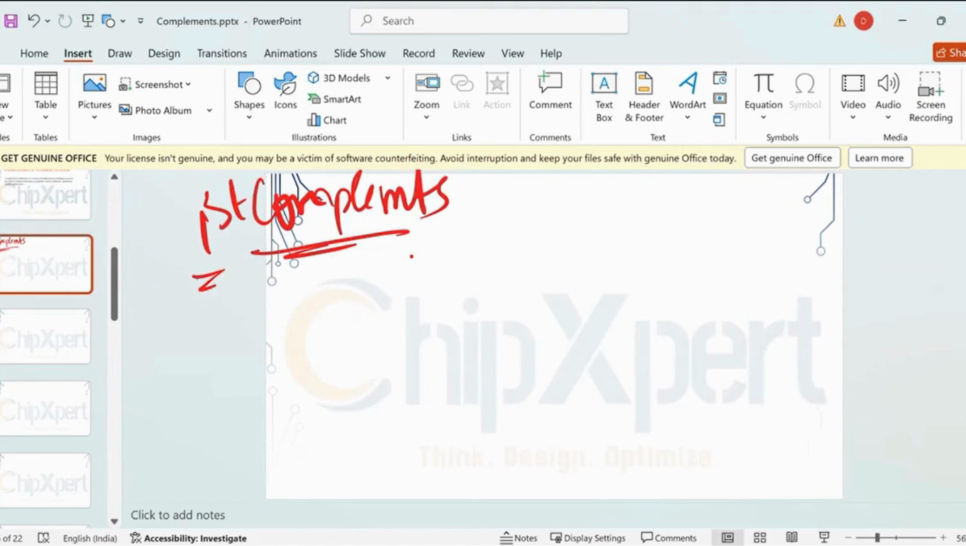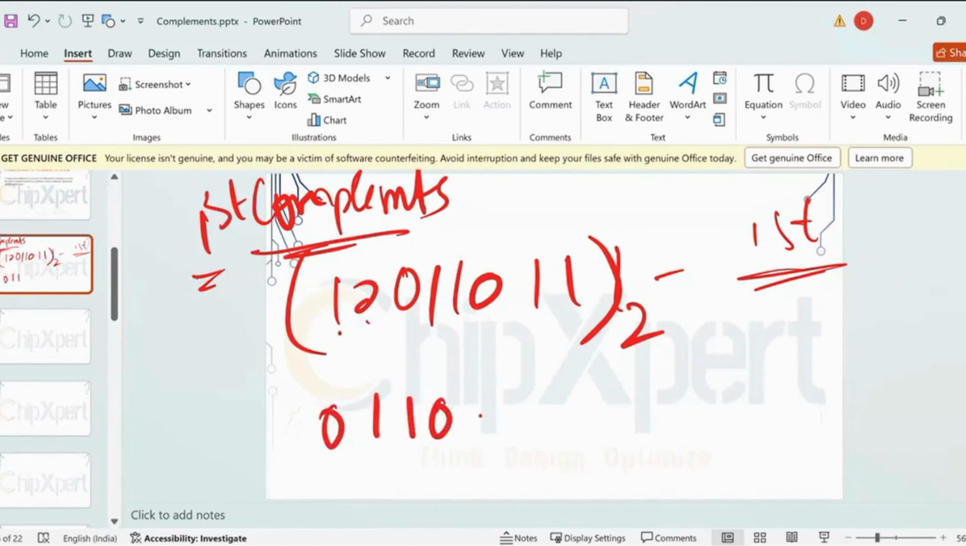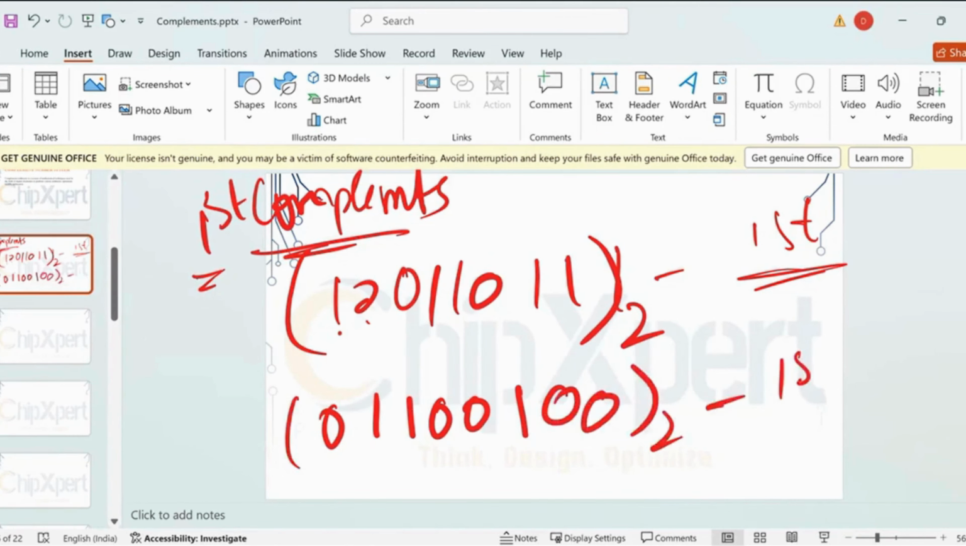So tell me any binary number first. 1 0 0 1 1 0 1 1. So this is my binary number. I want to find its one's complement. So how am I going to find it? Negative of the input value. That means where it is 1, it will be 0, where it is 0, it will be 1. So 0 1 1 0 0 1 0 0. So this is the one's complement of the number you have given. So we say it is negative inverted. So we invert the above, and we will get the one's complement.